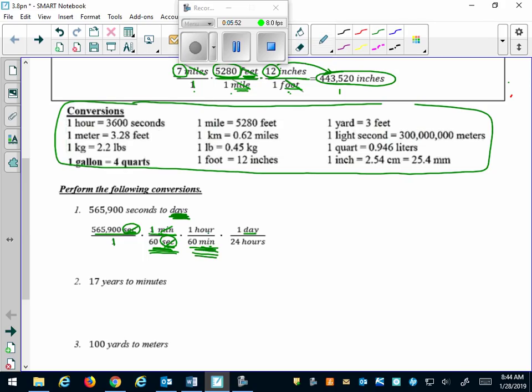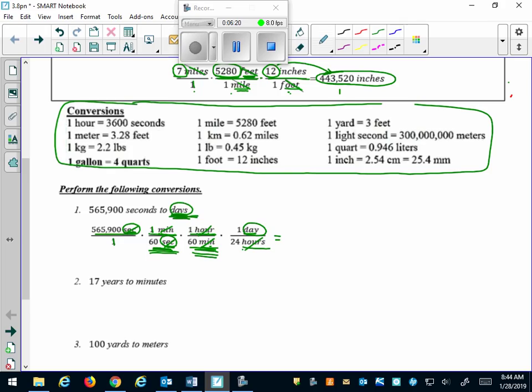60 minutes in 1 hour. Remember, the minutes are on the bottom, so they cancel. Now we've got the 1 hour on the top. Again, we're not done because we're looking to get to days. So we need hours to cancel. So we need hours on the bottom since we have hours on the top. And then now, do we know how many hours are in a day? Yes. So 24 hours on the bottom, 1 day on the top. The day is what we wanted to end up with.